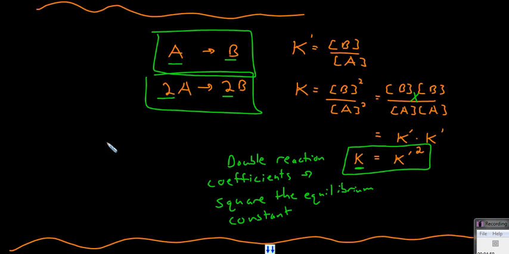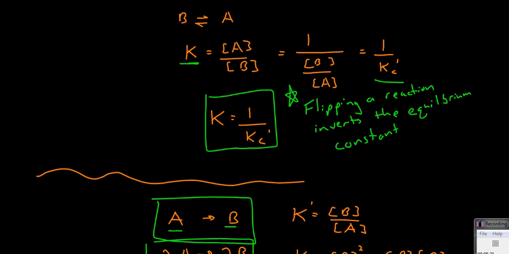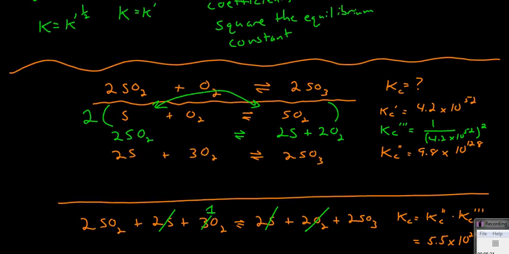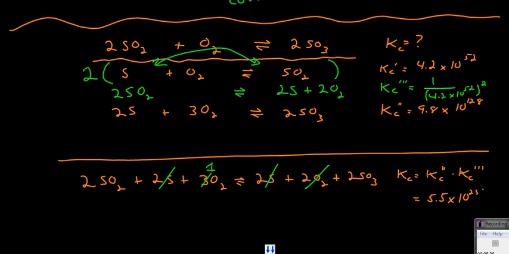What if you were to triple the amounts of everything? Then your K would be equal to K prime cubed. What if you were to take a halving of the coefficients of all your reactants and products? Then your equilibrium constant would be equal to the square root of the equilibrium constant of the original reaction. So using these two facts about doubling and flipping a reaction, we can do a problem which is a lot like Hess's law, which we saw back in thermochemistry.